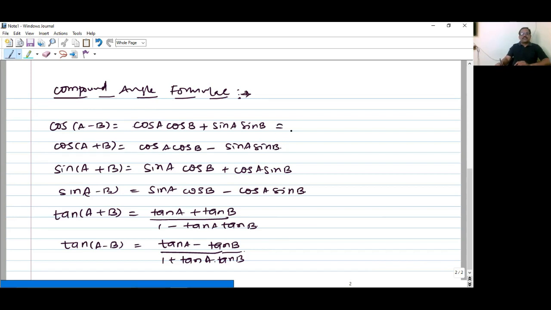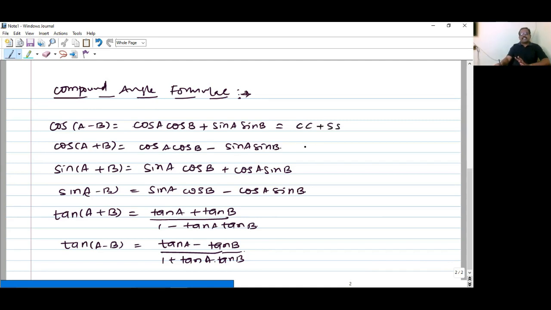So the formula for cos a minus b, I will just write the short form of this formulae. How can we remind the format of the formulae, how it can be put in the short form? So here I can write the formula for cos a minus b as cc plus ss.